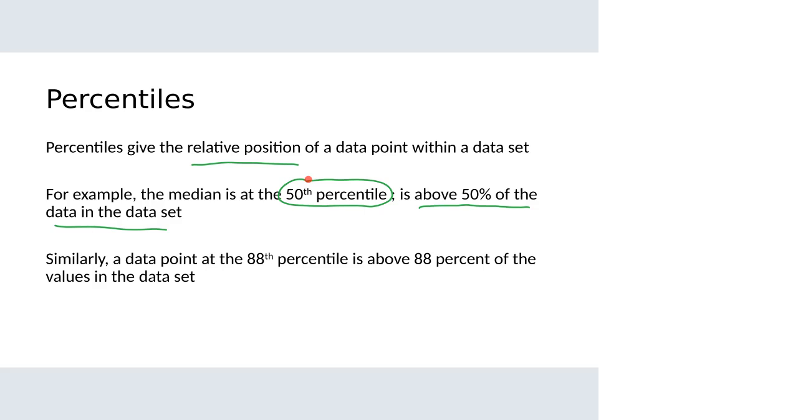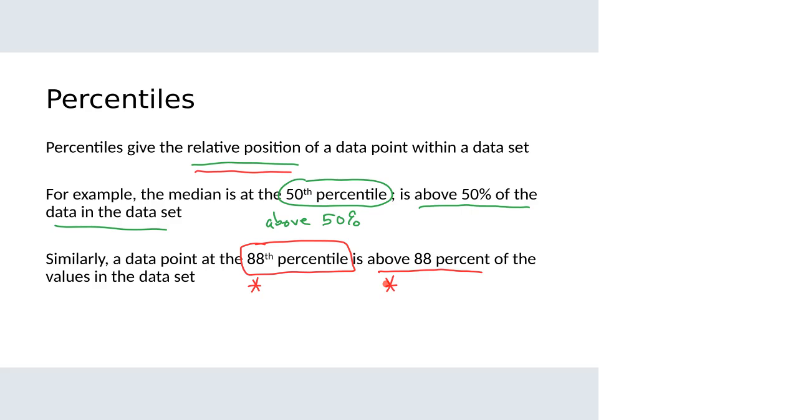The 50th percentile means it is above 50% of the data points. Same idea is if you have a student in your class that scores at the 88th percentile, what that means is that that score is above 88% of the values that are in the data set. It doesn't mean they got 88% of the questions correct. It just means compared to everybody else, their relative position. If they're at the 88th percentile, then their score is higher than 88% of all of the other scores.